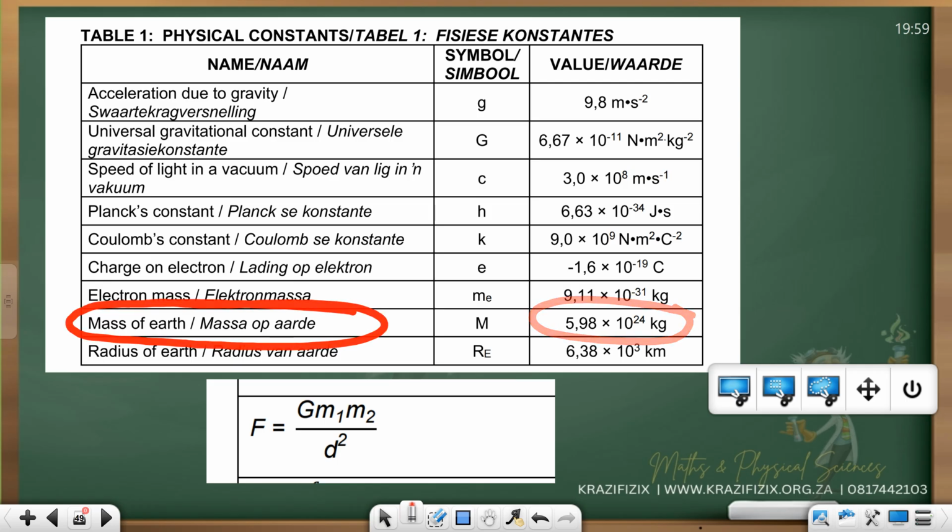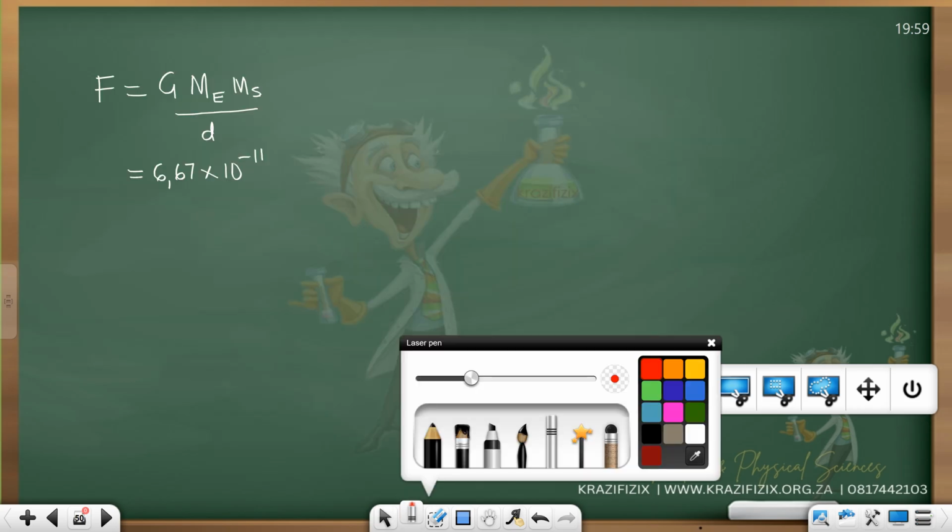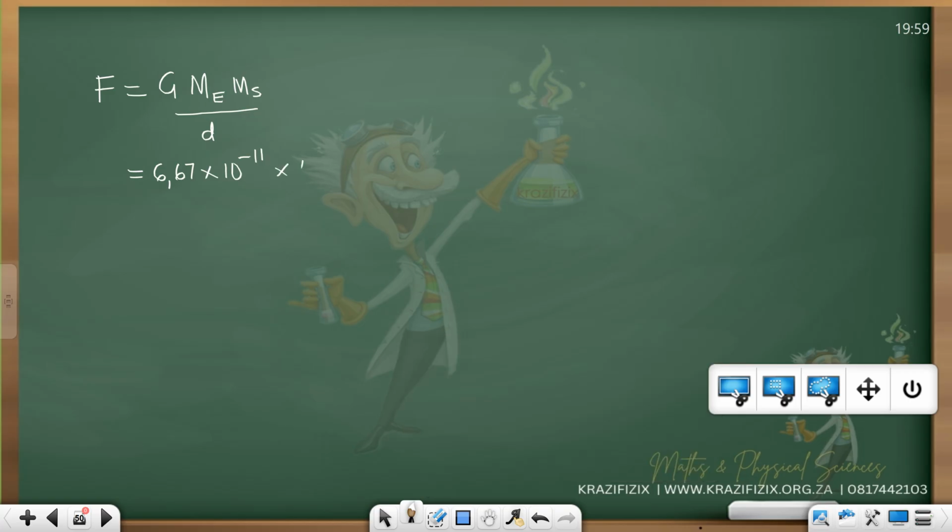5,98 times. Don't ask me how they measured the mass of the Earth, all right? Whether they put it on a scale. 5,98 times 10 to the power 24.